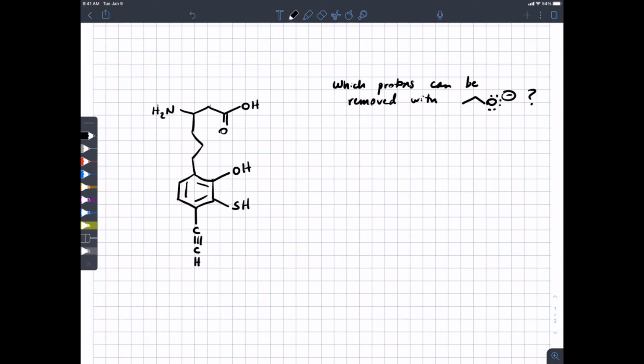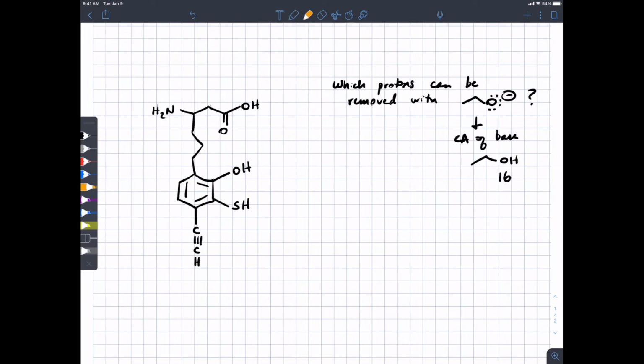So how do you do this? I would start by trying to recognize any proton that has a pKa that's acidic enough to worry about. And the way you look for protons that have pKa's acidic enough to worry about is you look at the conjugate acid of the base, which in this case is ethanol, which I know has a pKa of around 16. So I'm going to be looking for protons whose pKa's are 16 or less.